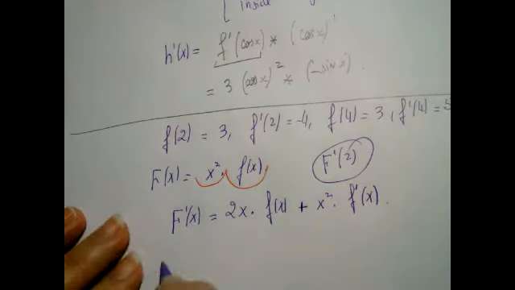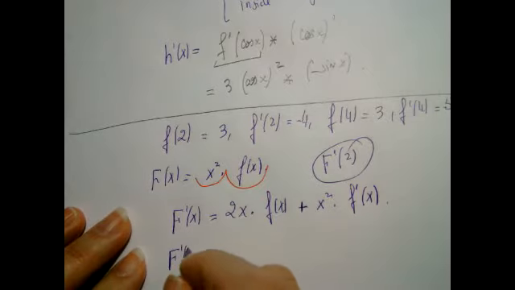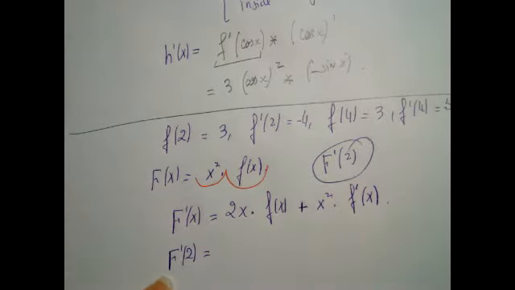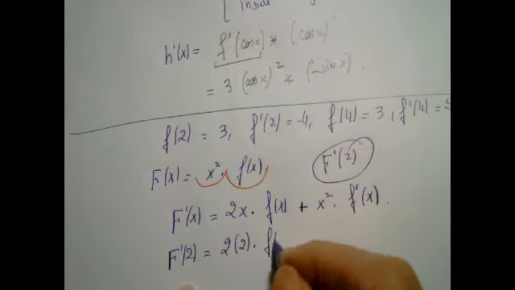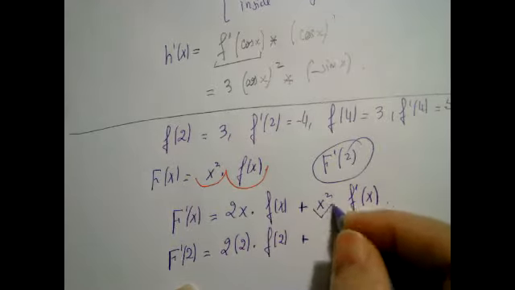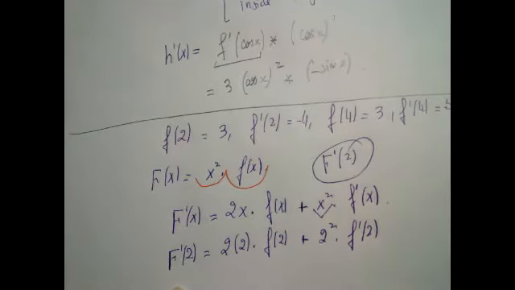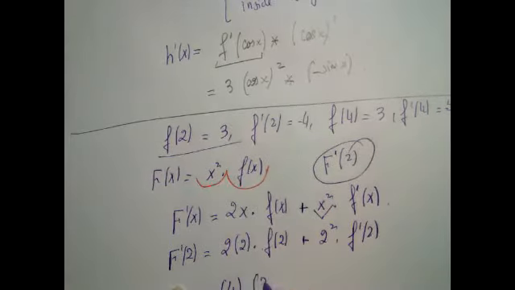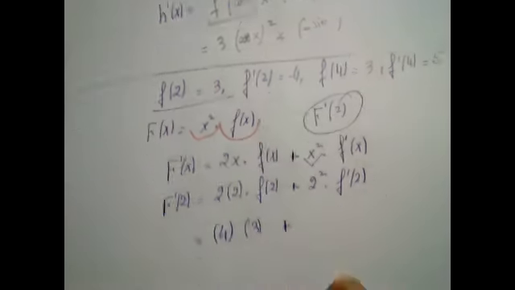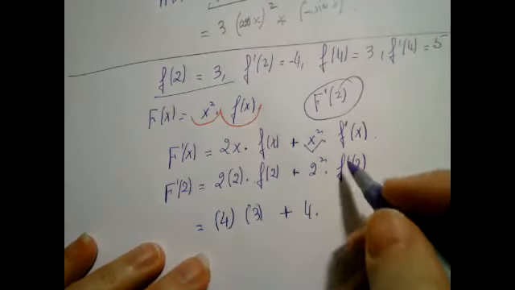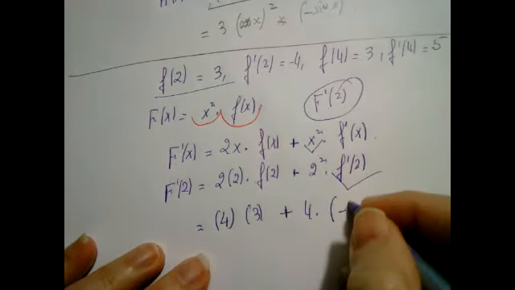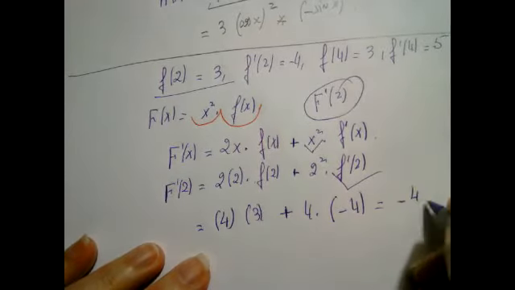After you do that, you want the derivative at 2. Remember, you should get actually a number in here. Then you plug in 2 for x across the board. So you will have 2 times 2 times f of 2, plus 2 squared times f prime of 2. Now we have it: it's 4, and f of 2, I gave it to you, is 3, plus 4, and f prime of 2, I gave it to you, which is minus 4, and then you get minus 4.